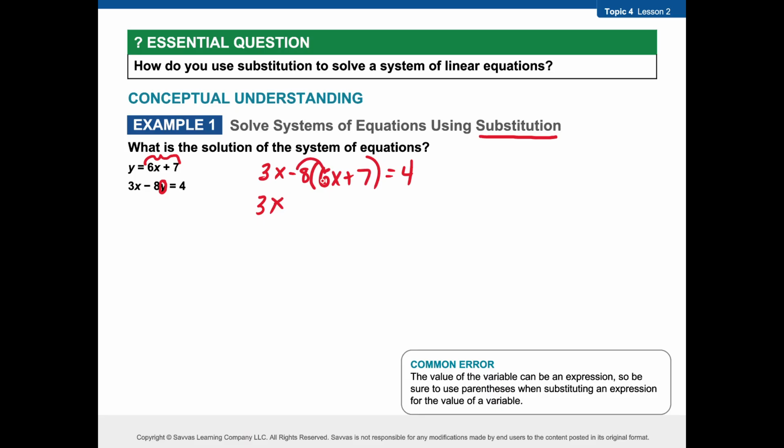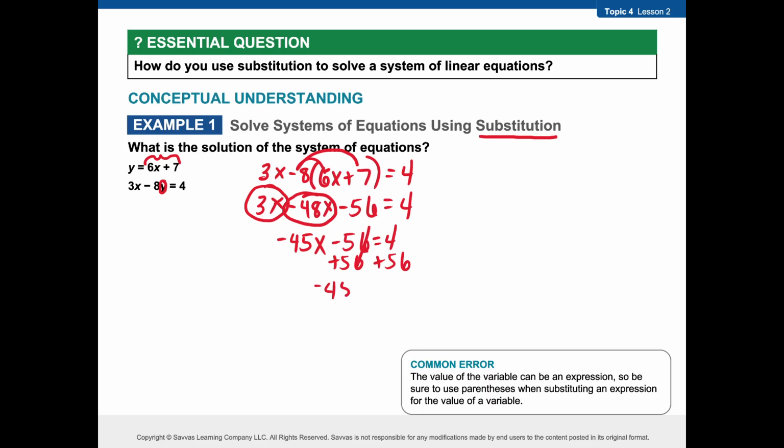So now we just go ahead and solve for x. Distributive property: negative 48x, negative times positive 7, negative 56. Next, we want to check for like terms. We have a negative 3, positive 3, and a negative 48 makes a negative 45x. Solving for x, add 56 to both sides. We get negative 45x equals 60.